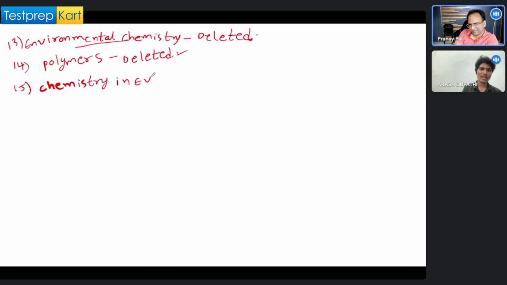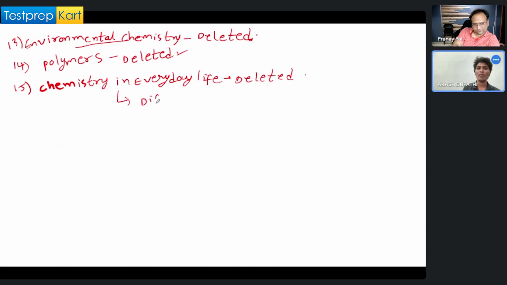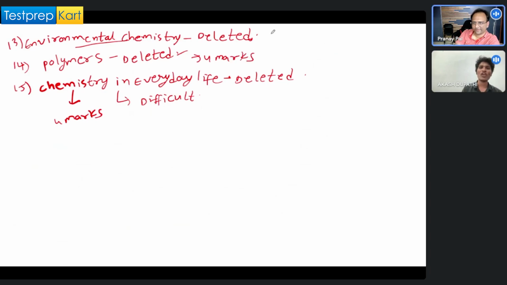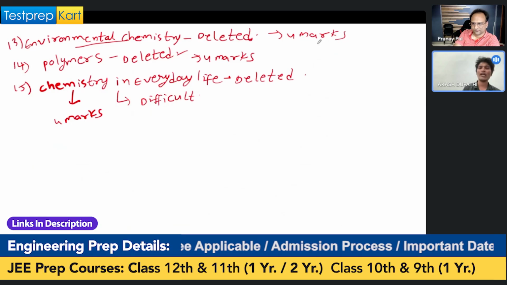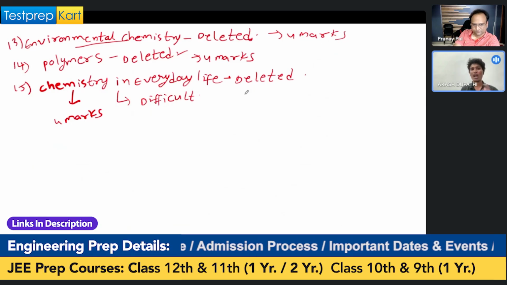So ये obviously ये सारे easy topics थे. Chemistry in everyday life, this chapter is also deleted. But this chemistry in everyday life is somewhat difficult, sir, but it is not that difficult. You can easily score 4 marks, sir. But this topic has been deleted. And polymers weightage is also 4 marks. This topic has been deleted. And environmental chemistry, 4 marks weightage. This topic has been deleted. Up to 12 marks have been deleted.